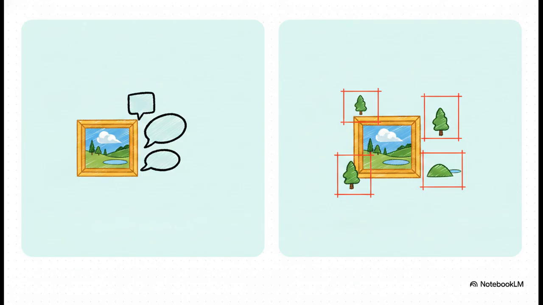Image tagging tells you what is in the image, like returning the words cat or indoor. But object detection tells you where it is. It actually gives you the specific coordinates for a bounding box so you can locate the item within the frame. Just remember, what versus where.